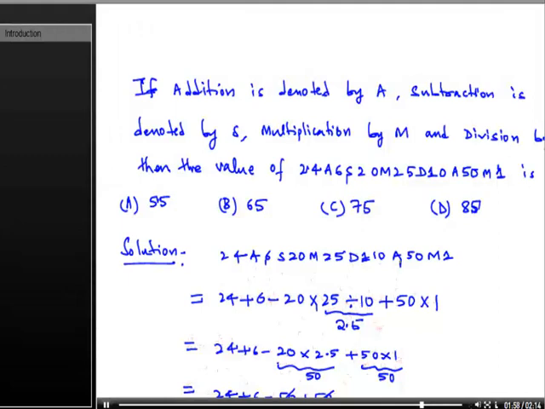Here choices are given wrong. Let this 75 be 30. We are correcting this answer. Therefore, choice C is the answer.